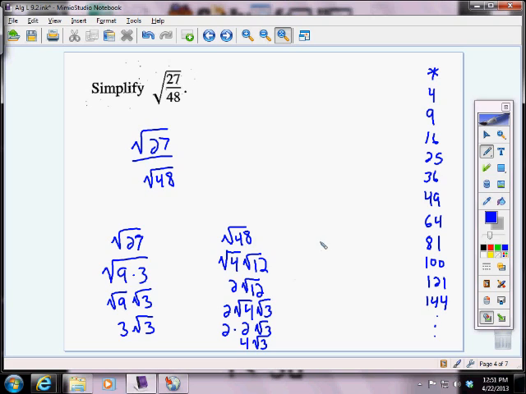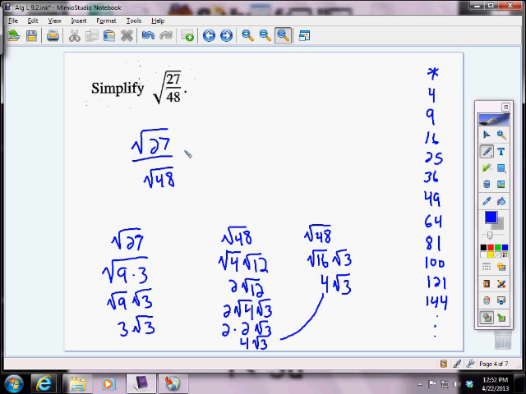But watch what happens if I start with 16. If I go 48 and divide it by 16, I get 3. So the square root of 48 breaks down into the square root of 16 times the square root of 3. The square root of 16 is 4 times our square root of 3. Notice we get the same answer either way. This is just a lot shorter when you pull out the biggest perfect square factors.